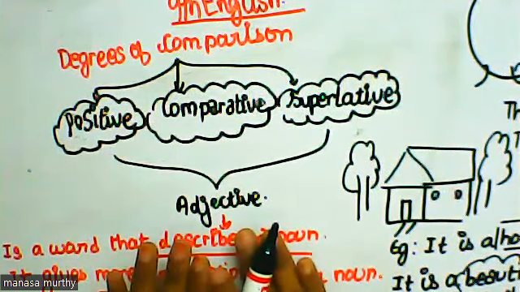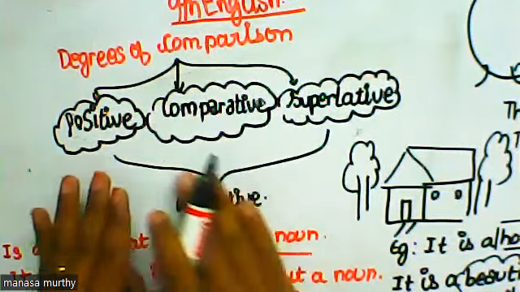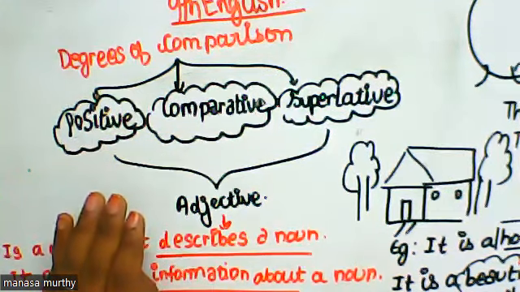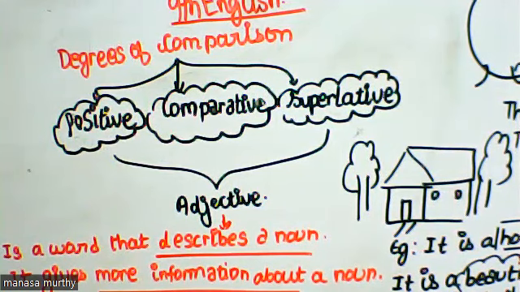So based on this adjective, now that I have understood the meaning of adjective very well, I will be able to understand these three degrees of comparison quite easily. When a word is describing a noun, it is called an adjective. So when the quality of one person, one thing or an object is spoken about, that is called the positive degree of comparison. Now that we have learned the meaning of adjective, we are progressing into degrees of comparison. First, I am going to learn about the positive degree of comparison.